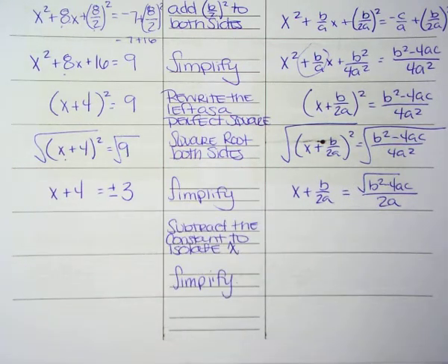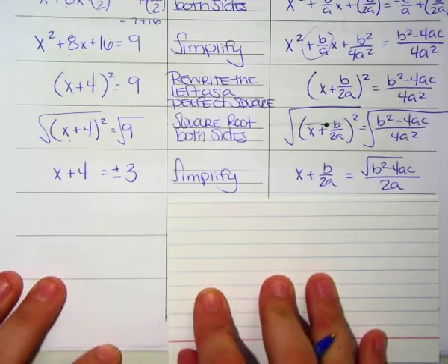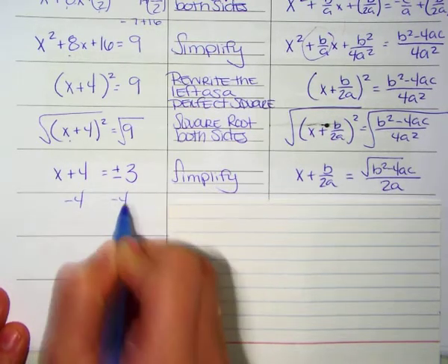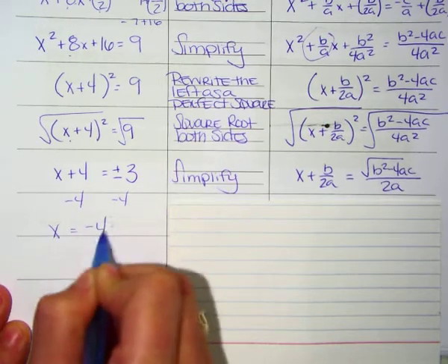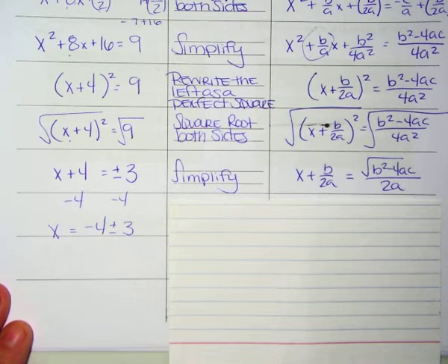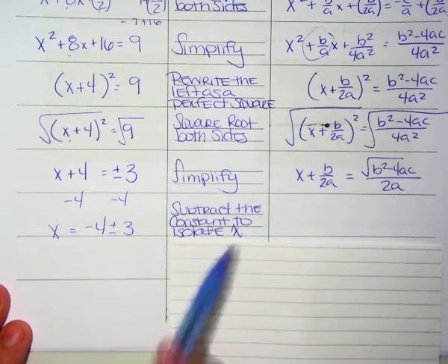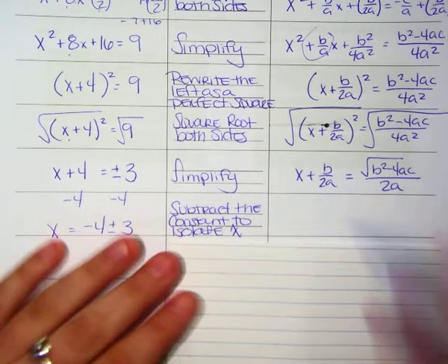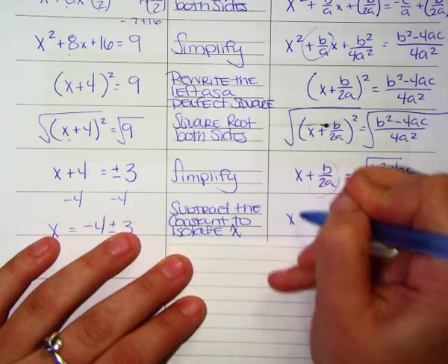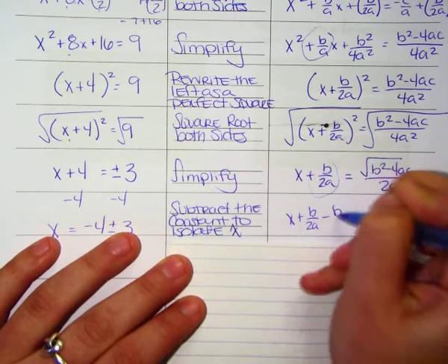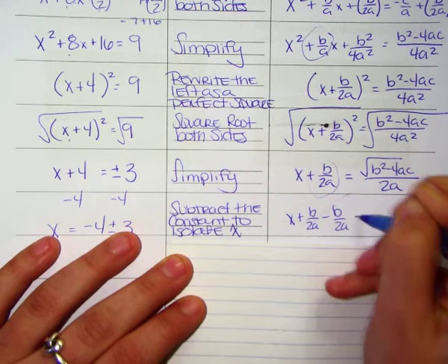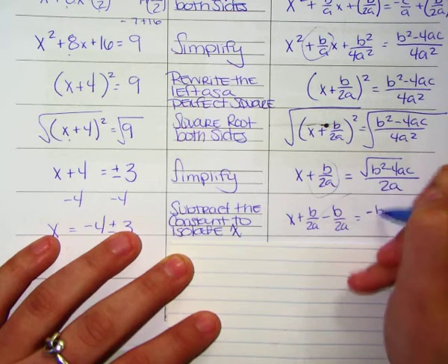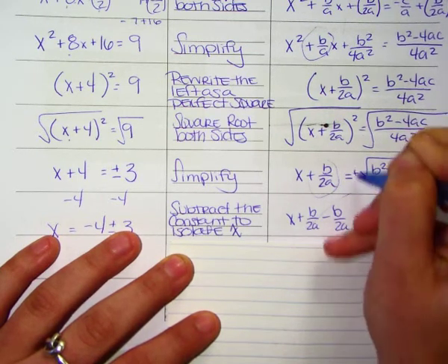Switch cards one last time. So now, in order to isolate x, we're going to subtract 4 from both sides, leaving us with x equals negative 4 plus or minus 3. So we're going to do the same thing here. We're going to subtract the constant to the other side to isolate x. So this is what we need to subtract so that it cancels. Negative b over 2a. Oh, there is a plus or minus here. It's my mistake.